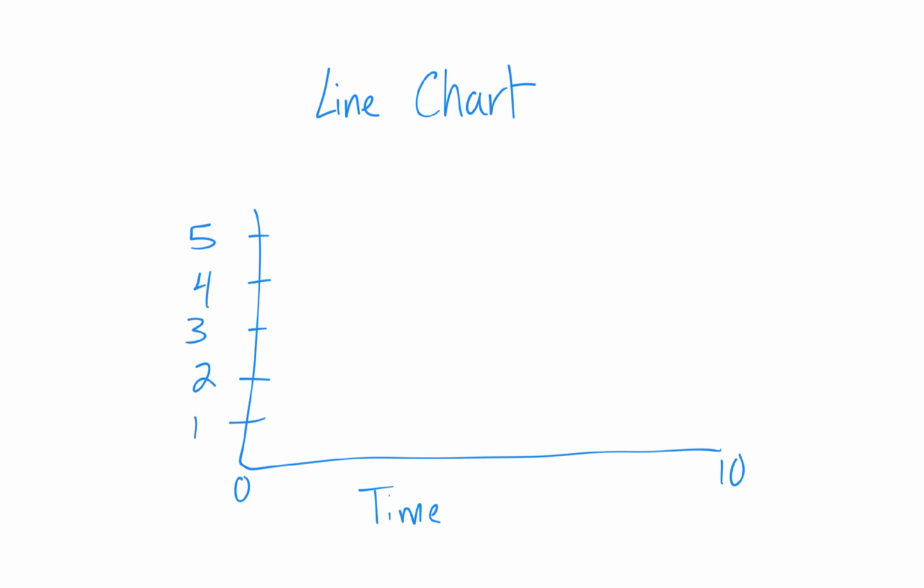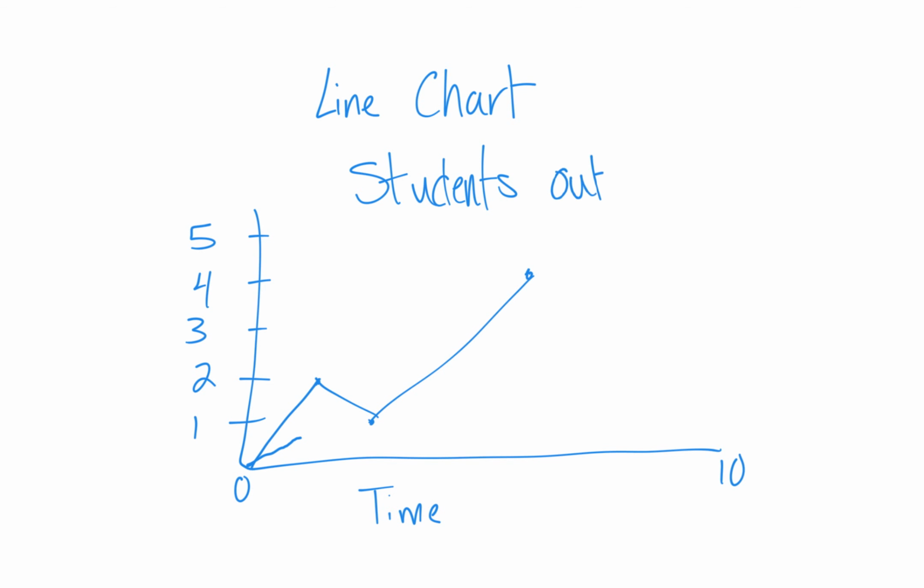And maybe during the first minute it's 0, and then 30 seconds in, it jumps up to 2. So you would go up to 2 for that point. And then at a minute, it's down to 1. And then maybe at some point, we get up to 4 students who are out of their chairs. So you could, if you really wanted to, track some data over a set of time, and you could build a line chart that way.